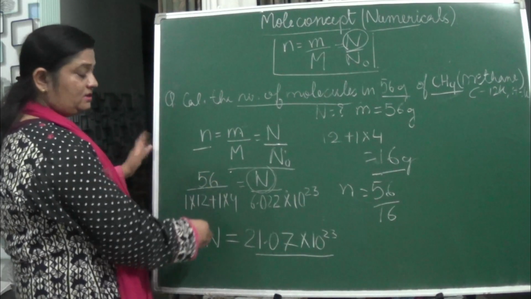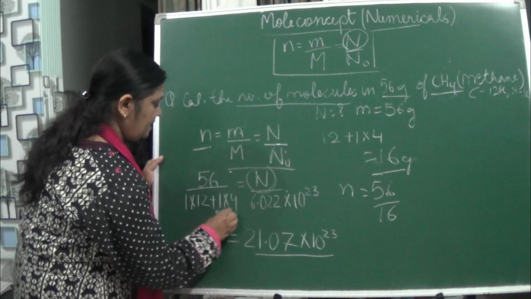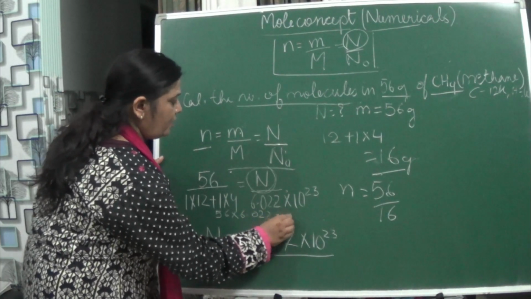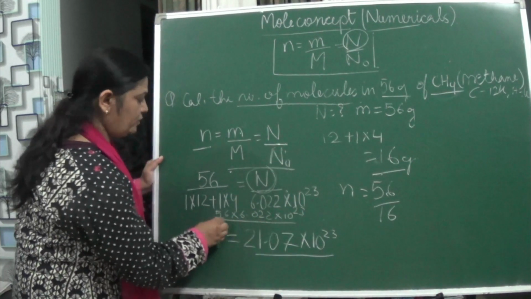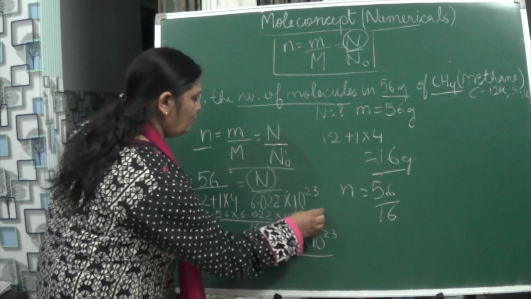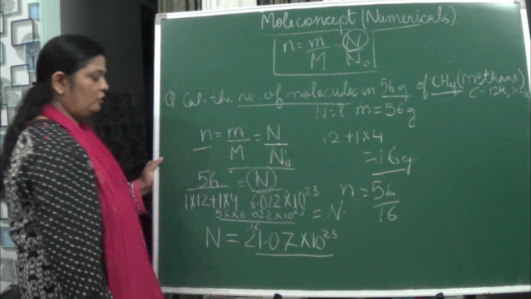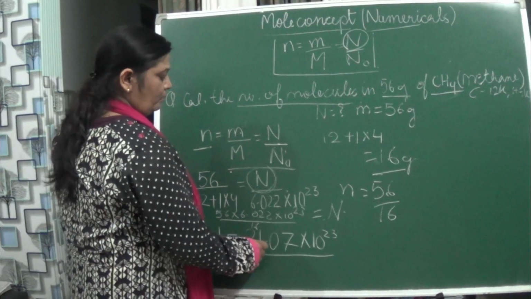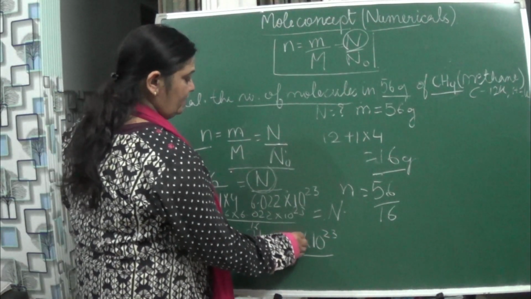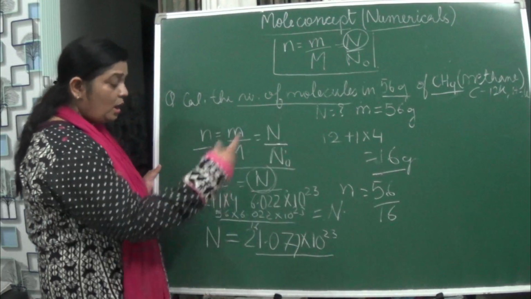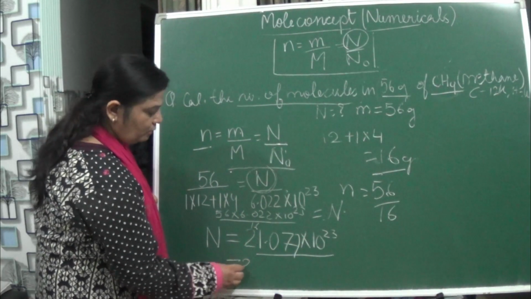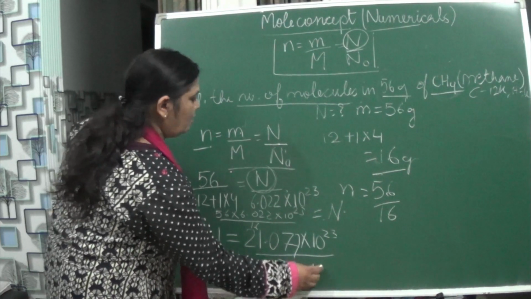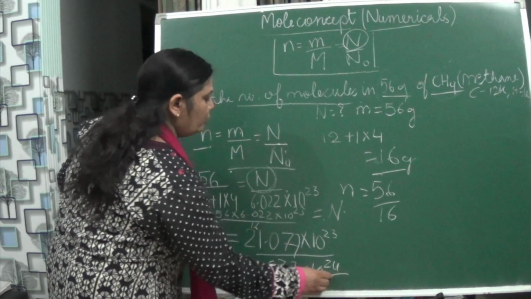Here you can do one more step. 56 into 6.022 into 10 to the power 23 upon 16 is equal to N. Okay, and when you solve this, you will get the value 21.077 into 10 to the power 23, or you can also write 2.1077 into 10 to the power 24.